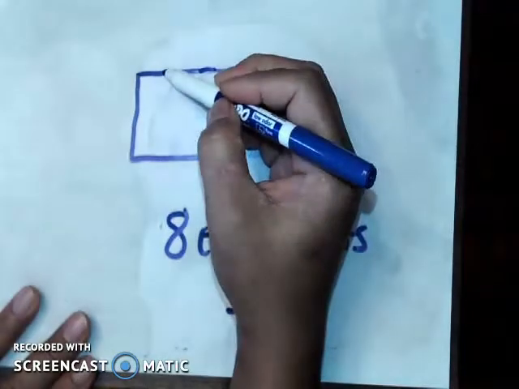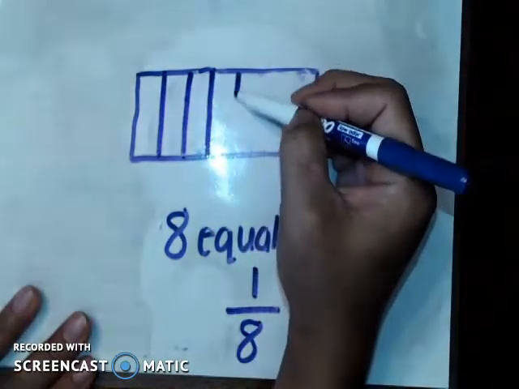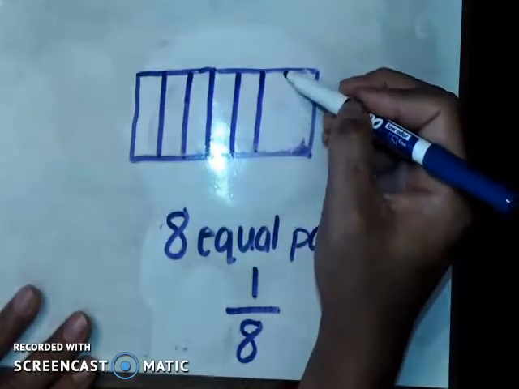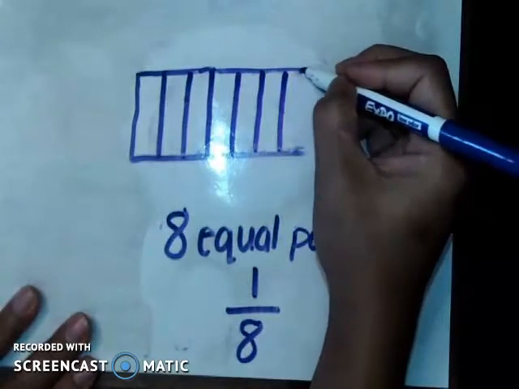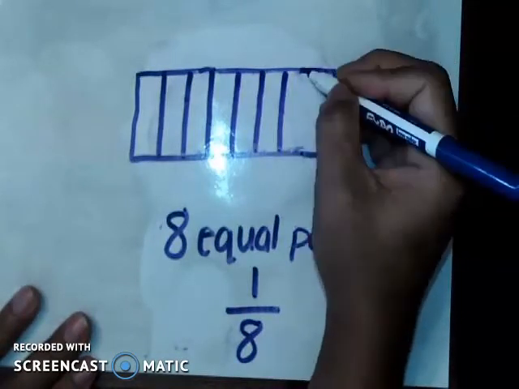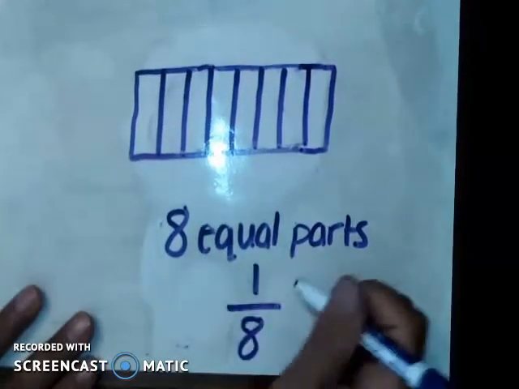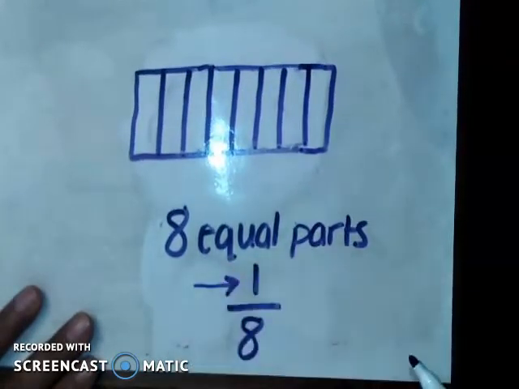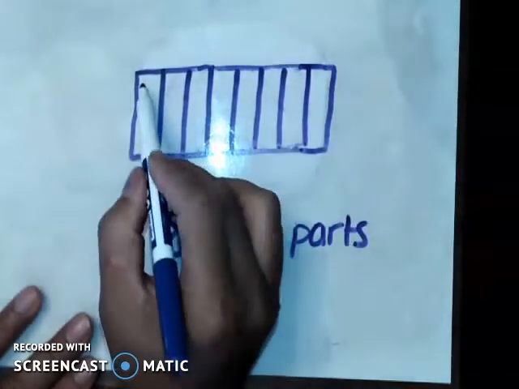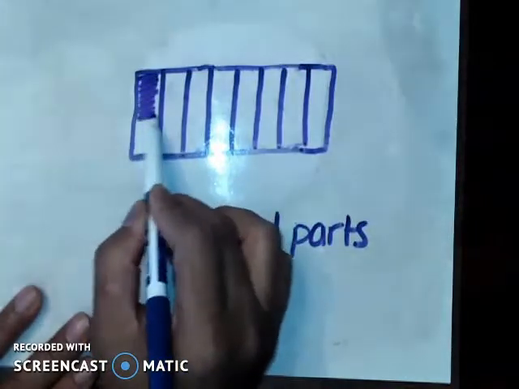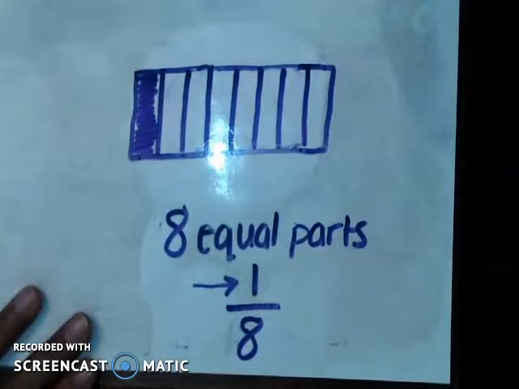8 parts, right? 1, 2, 3, 4, 5, 6, 7, 8. There it is. 8 equal parts. And how many will I shade? That number right here tells me 1. Just 1 part of the whole. Okay? It's pretty easy.